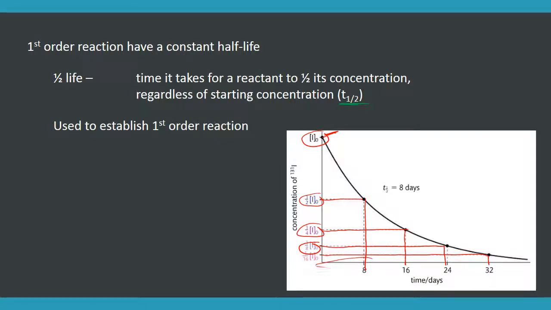And so you can see that the distance here is equal on the y-axis, and the distance between the dots are equal. And so we can see that it's a concentration graph, right? So we can tell that this is a first order reaction because it has that constant half-life. So it's pretty cool.